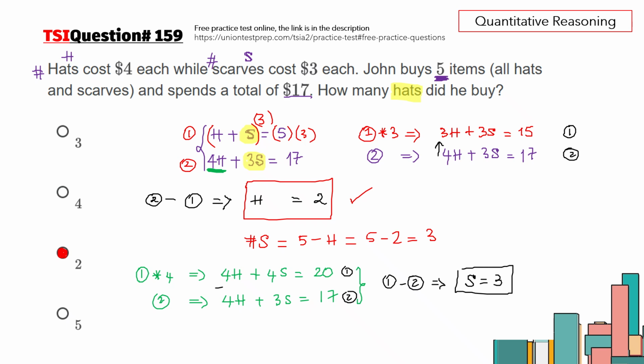But the question is asking for the number of hats, and this one is the number of scarves. We know that the number of hats and scarves is equal to 5. So S is 3, and we solve for H. So we subtract 3 from both sides. We have the number of H is 2.